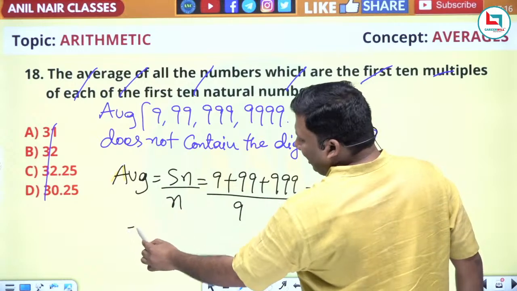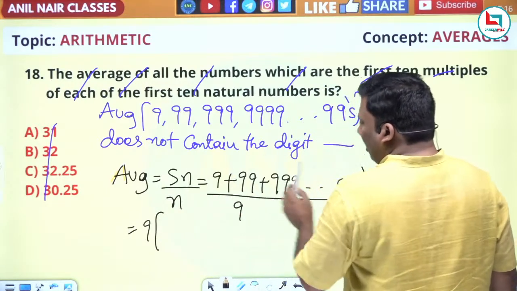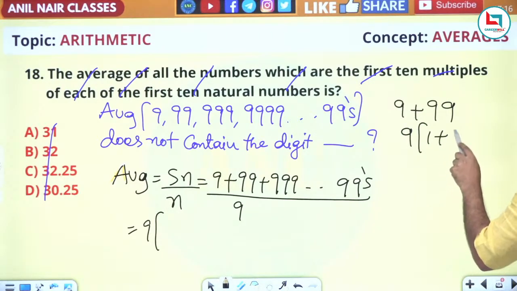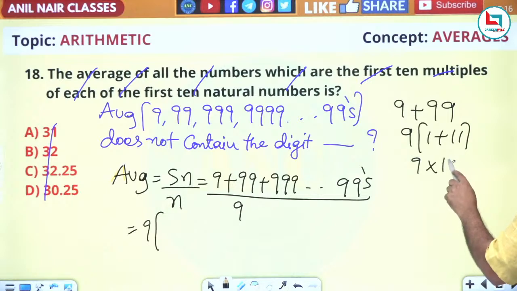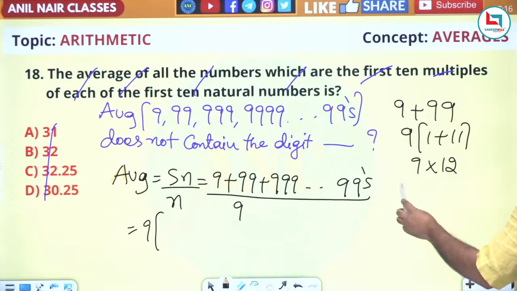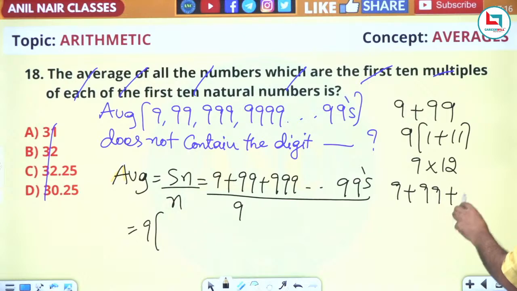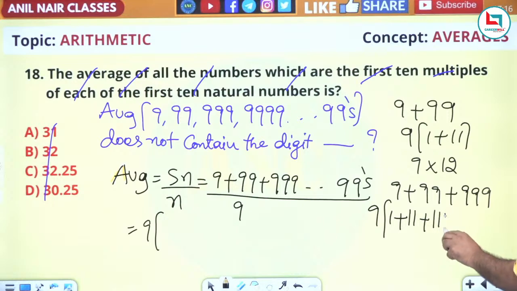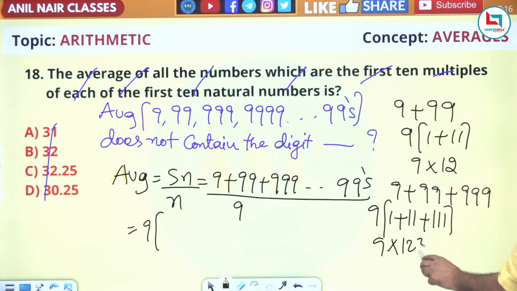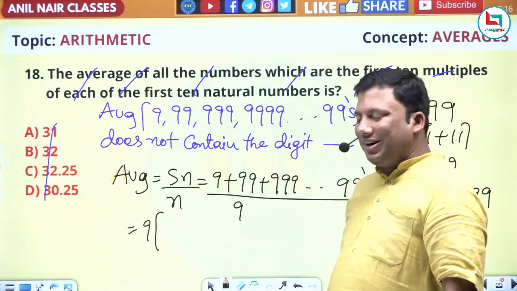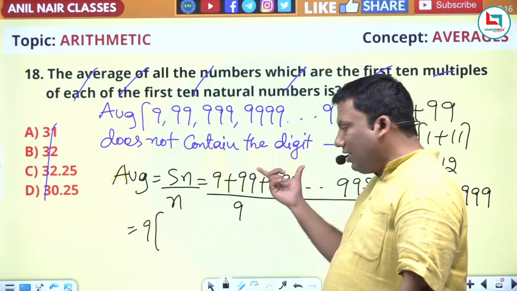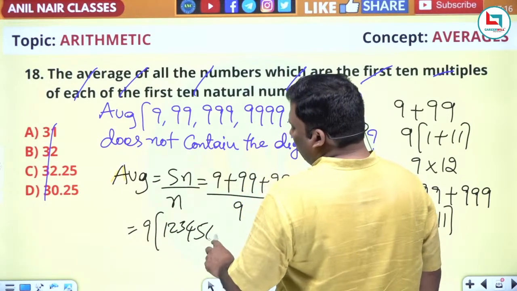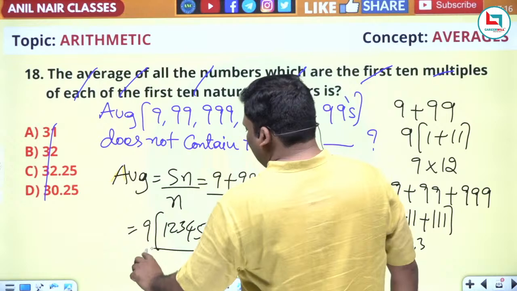Listen carefully. If I take 9 common, for the first 2 nines, 9 plus 99 is 9 into 1 plus 11. It is 9 into 12. Are you all with me? Similarly, for 3 nines, 9 plus 99 plus 999 is 9 into 1 plus 11 plus 111. It is 9 into 123. First 2 numbers, 12. First 3 numbers, 123. First 4 numbers, 1234. First 9 numbers, it is 123456789, divided by 9.